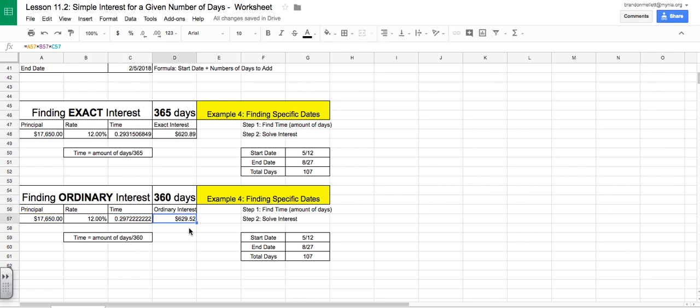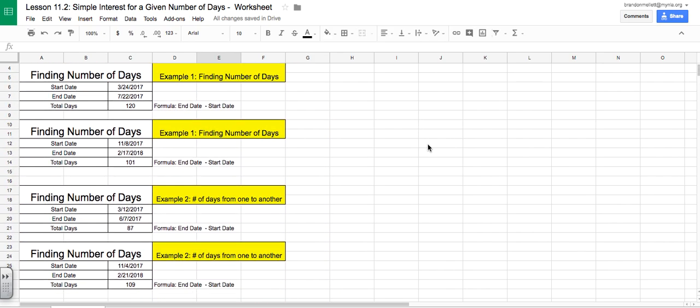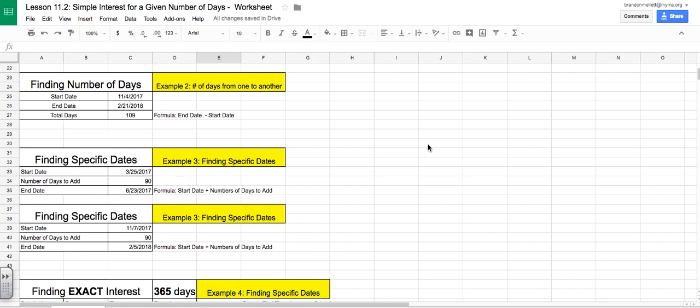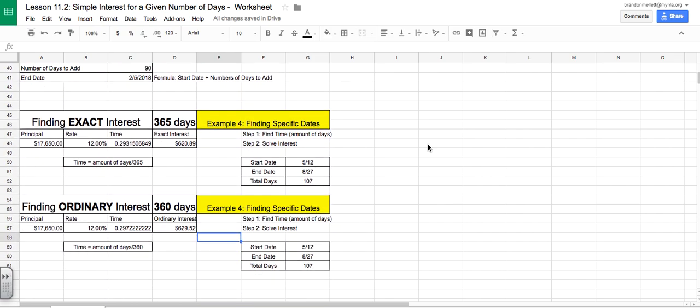As we can see, there's a difference in the interest. Using ordinary interest, it's always going to be higher than exact interest. That's a good way to check yourself to find out if you're doing it correctly: ordinary interest will always be higher than exact interest. In this lesson, we talked about finding the number of days in between, finding specific dates, and we also talked about finding exact and ordinary interest.